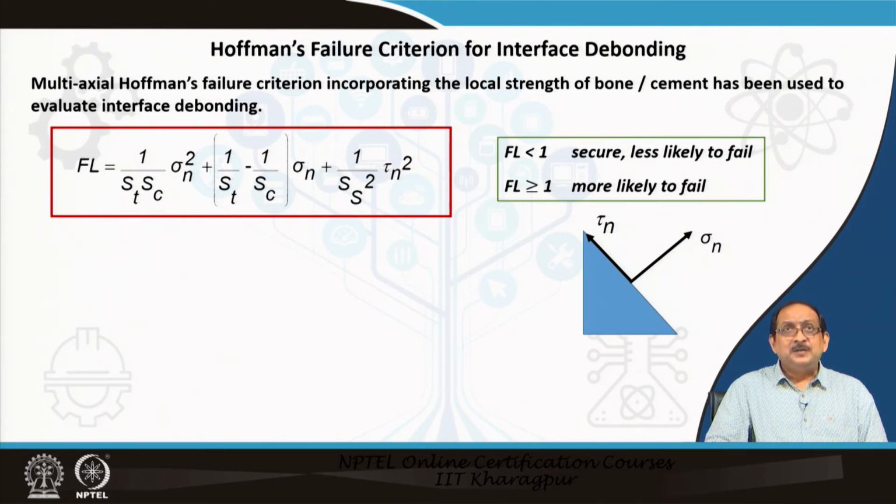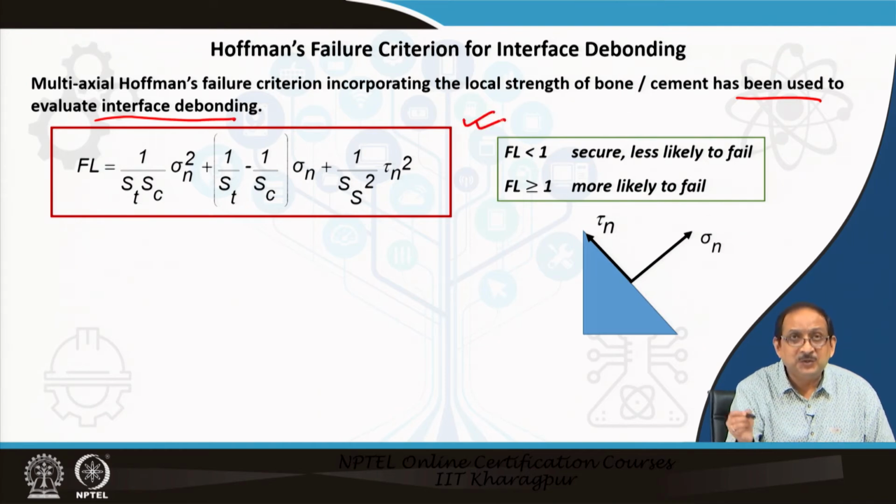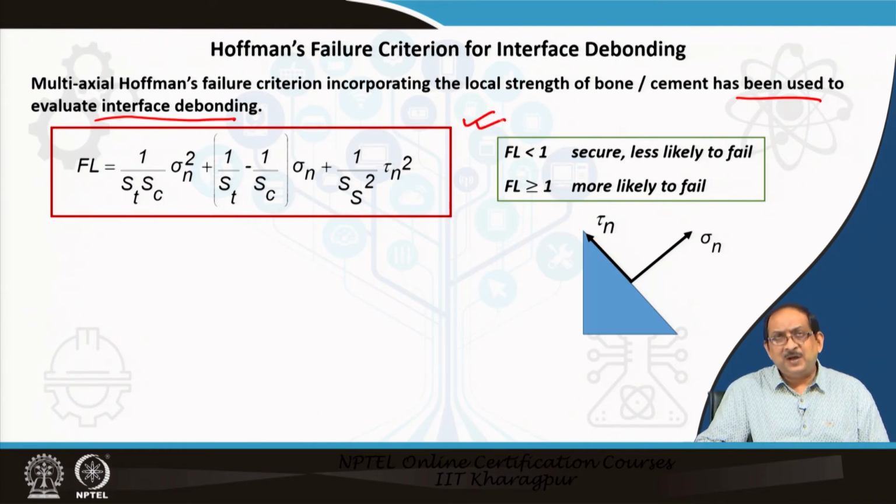Repeat, the multi-axial Hoffman's failure criteria incorporating the local bone strength or the cement strength has been used to evaluate interface debonding. So, the slightly modified Hoffman's failure criteria that is used generally for evaluating interface debonding is expressed in this slide.